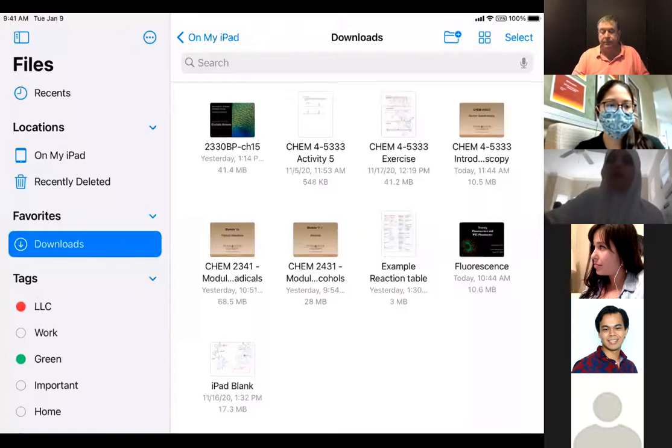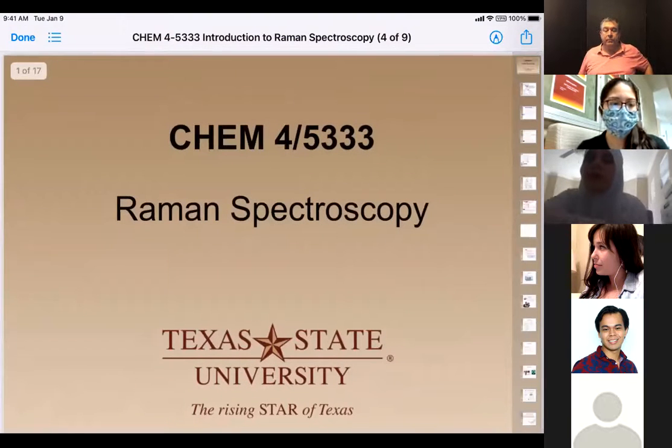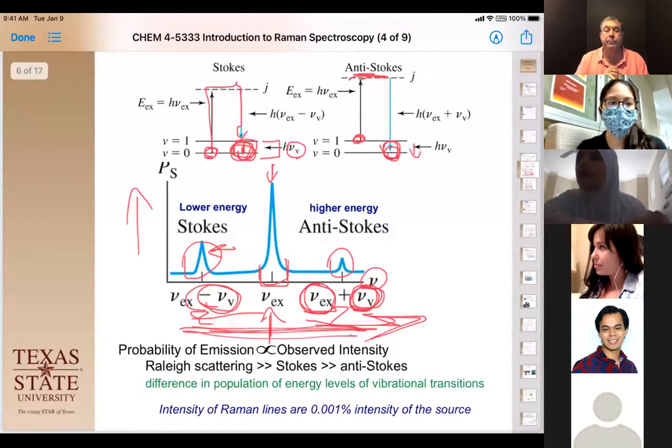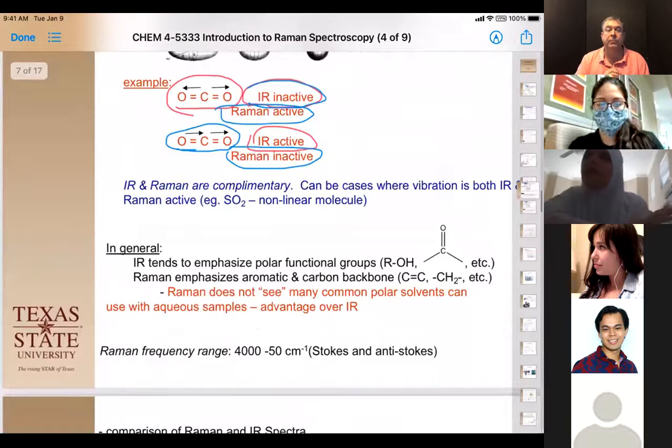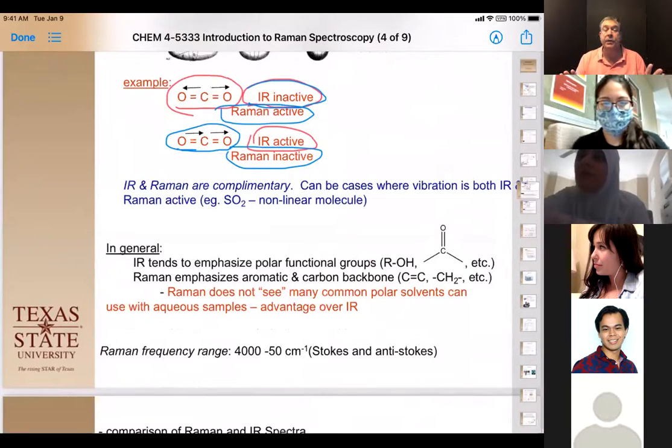Okay, questions? So in IR, we have five regions that we see, and if these regions are present, then we can find these functional groups. Do these kinds of regions exist in the Raman? They are the exact same regions.